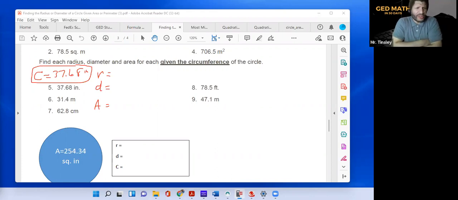No. Your answer is so close. I think you might have typed something incorrectly on your calculator. Your radius is correct, so that means your diameter had to be correct, but your area is a little off. You might have typed something incorrectly into the calculator.